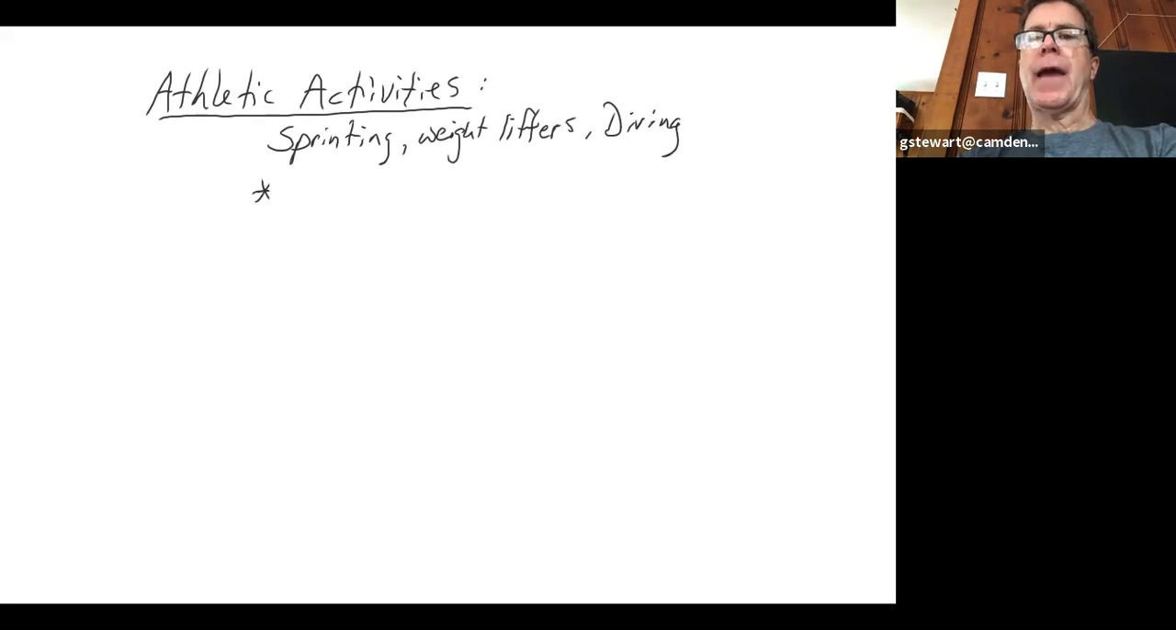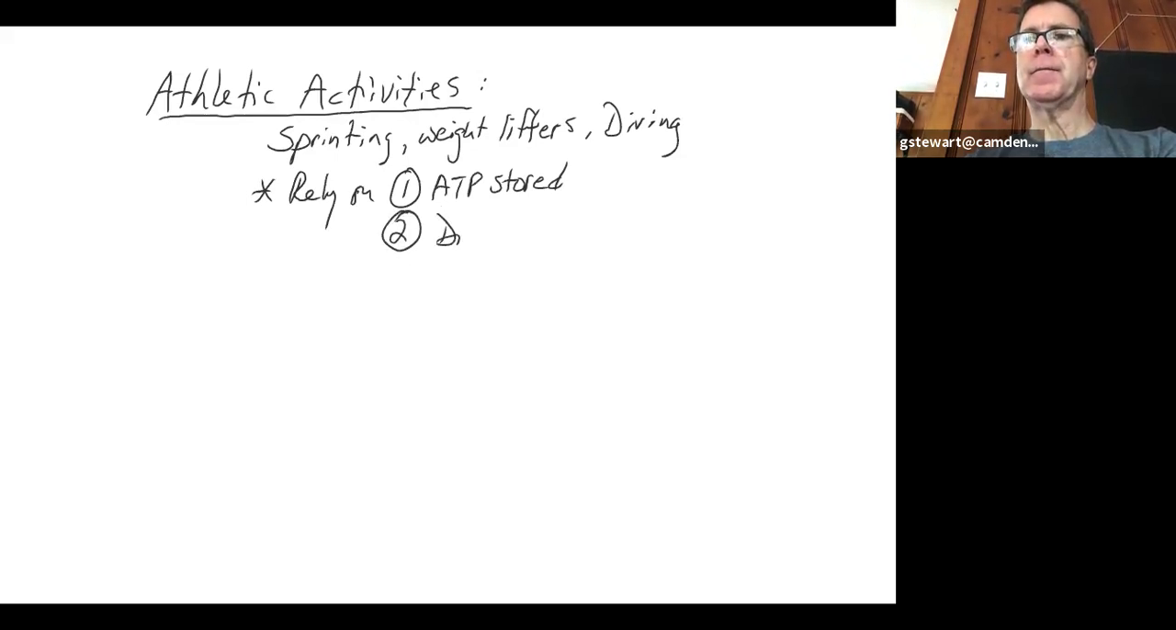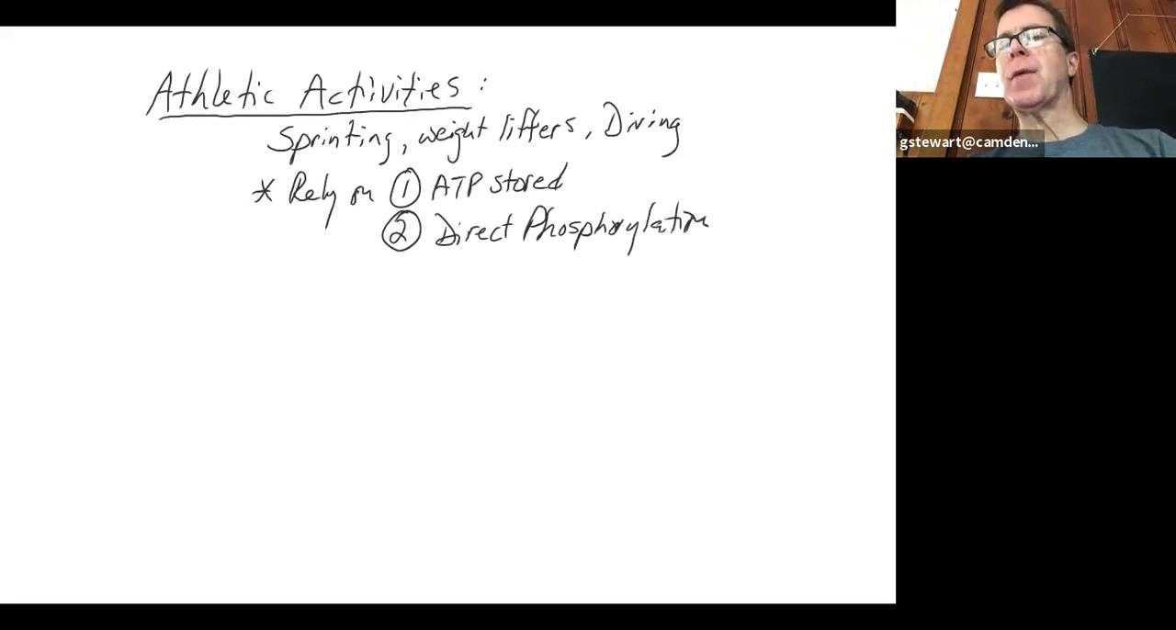These activities specifically rely on number 1, ATP stored in the muscle, and pretty much number 2, direct phosphorylation. Because if you think about it, if we go back to our last lecture, stored ATP can give us about 4 to 6 seconds worth of contraction. Direct phosphorylation up to about 15 seconds.